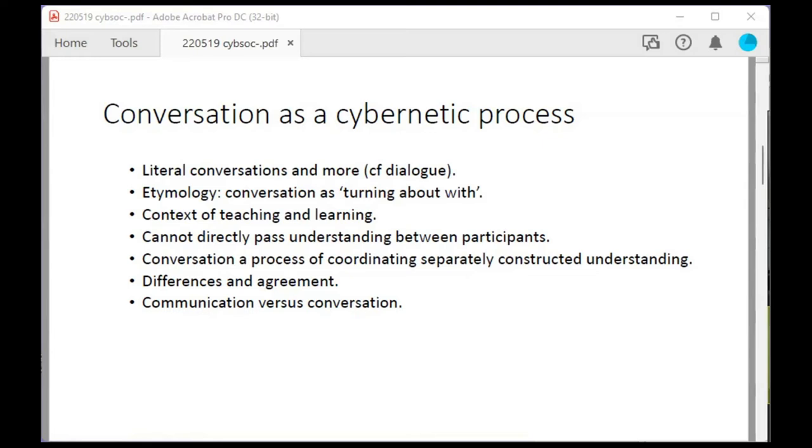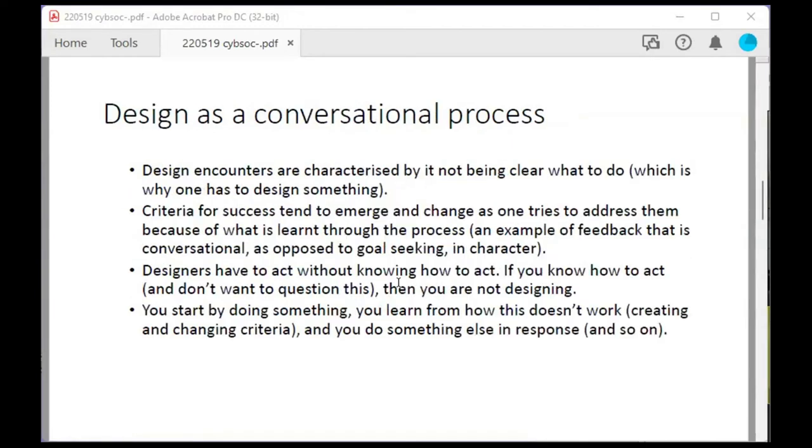We're trying to conserve the existing meaning. Conversation's quite different. There's no attempt to do that. This is about coordinating things that are different. So it's very different kind of politics, very different kind of pedagogy in thinking in these two ways. Okay, so design as a conversational process.